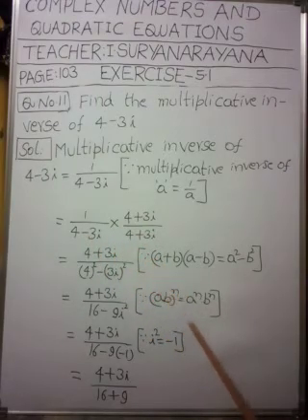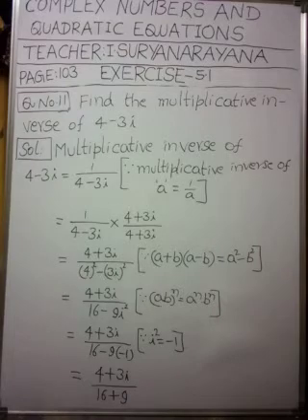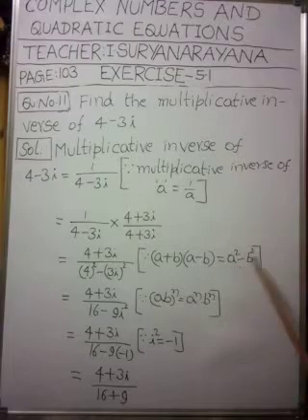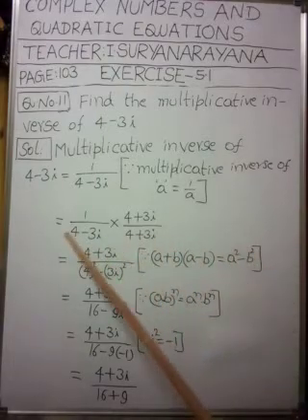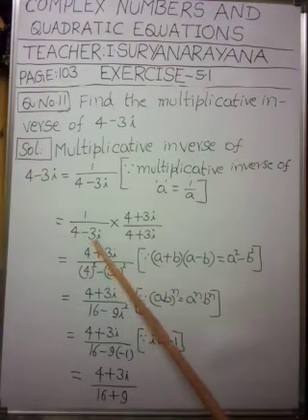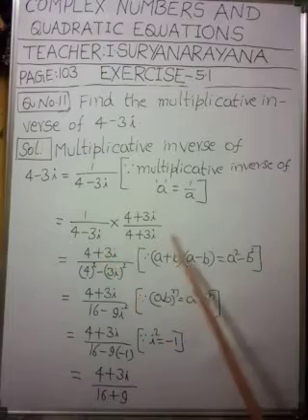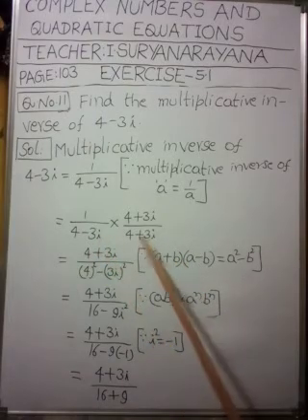Then immediately you have to recollect the previous knowledge of algebraic identity. a plus b into a minus b is equal to a square minus b square. So where a is equal to 4 and b is equal to 3i. Okay, my children, we apply this algebraic identity to the denominator.